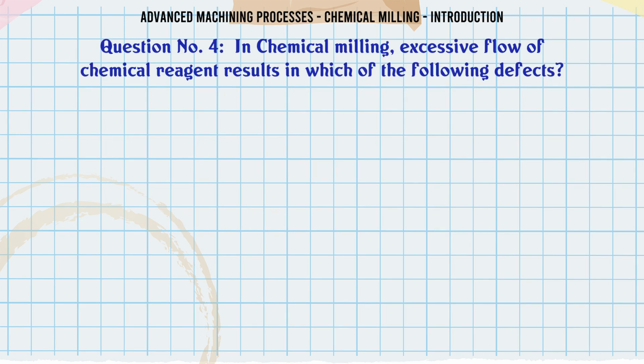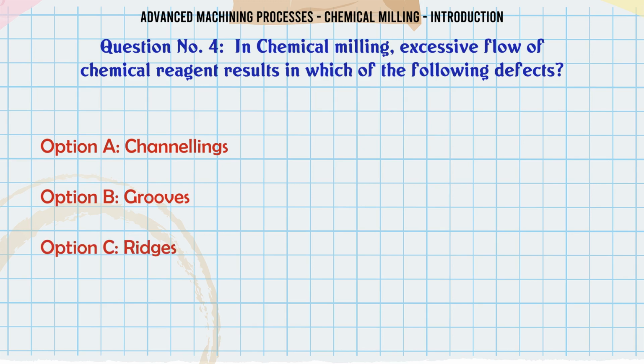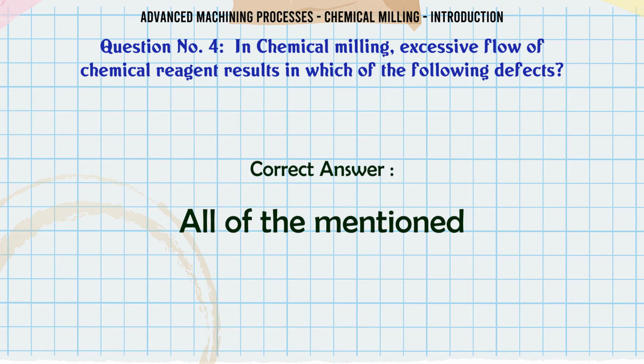In chemical milling, excessive flow of chemical reagent results in which of the following defects? A. Channelings. B. Grooves. C. Ridges. D. All of the mentioned. The correct answer is all of the mentioned.